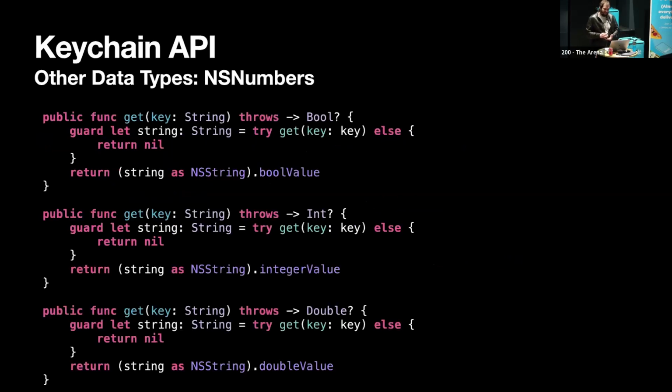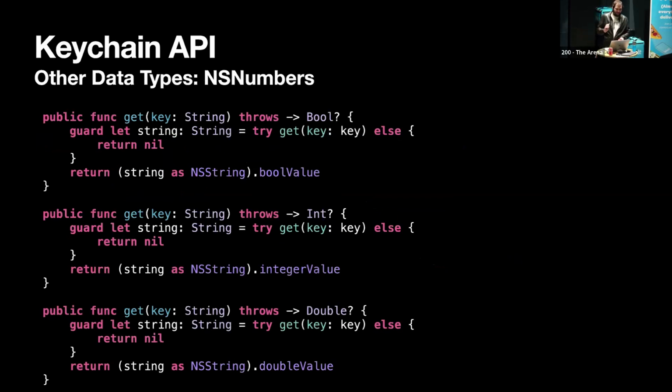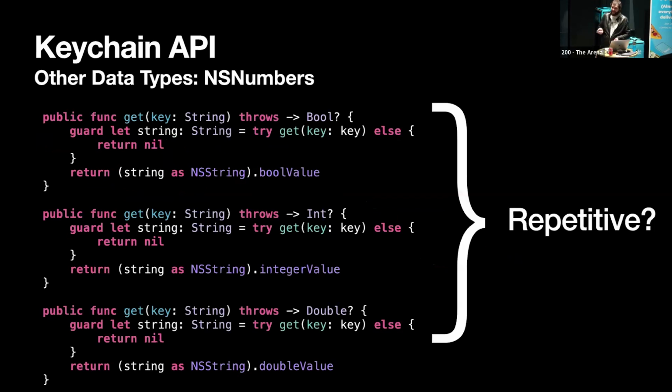For other data types, for example, integers, Boolean, and double, those are normally required to get a parity with user defaults. One way is to convert them to string through NSNumber, because NSNumber can be converted to string and vice versa. Then you can easily get those. You can get those values like number, like integer and Boolean and floating point. And yeah, it looks repetitive, right?